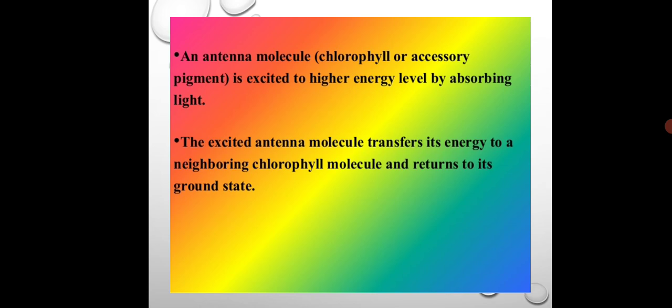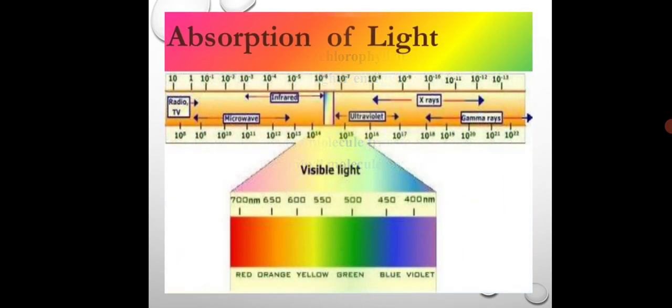So the overall point is just one: the antenna pigment plays a very important role. Once it has been excited, it transports the electron, and after that it becomes normal, it comes back to the relaxed form. So that is the overall function of this antenna molecule or antenna complex.